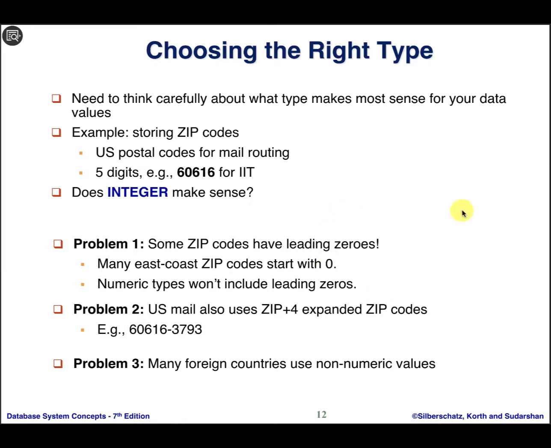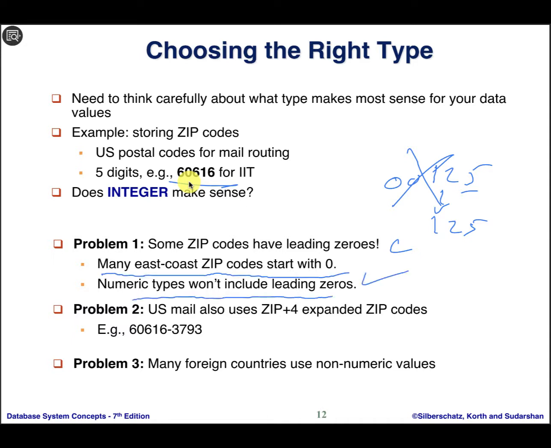Actually not. Why? If we define this as an integer, we have a problem with leading zeros. I know the zip code is mainly 5 digits, but some states or counties have leading zeros, and if you have leading zeros, you're going to lose them. For example, 0, 0, 1, 2, 3 would be stored as 1, 2, 3. So the integer doesn't work. As I mentioned, many East Coast zip codes start with 0, and a numeric type won't keep the leading zeros.